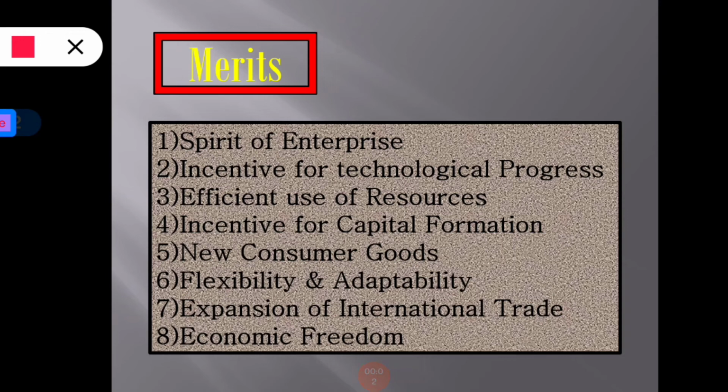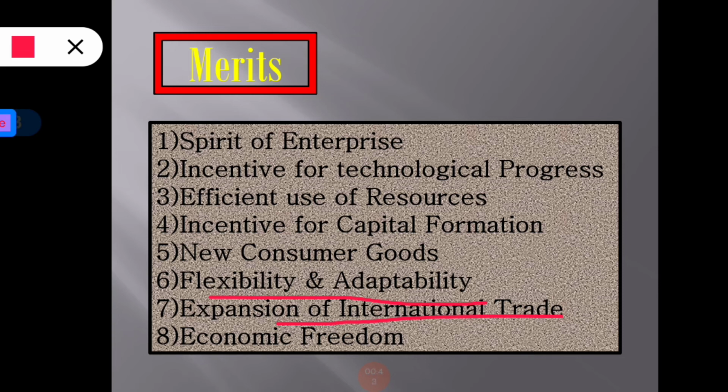Going to the sixth one, that is flexibility and adaptability. The most important feature of the capitalistic economy is that it possesses a high level of flexibility and adaptability, and it has adapted itself to changed conditions and environment. It has shown its flexibility by adapting itself to large scale production, new techniques of production, and increased regulations by the government. Now going to the seventh one, that is expansion of international trade. The capitalist economic system advocates free trade between countries.